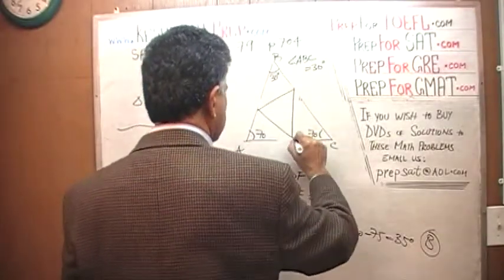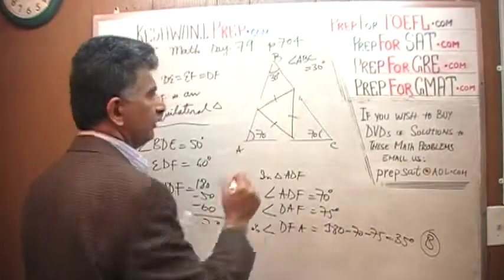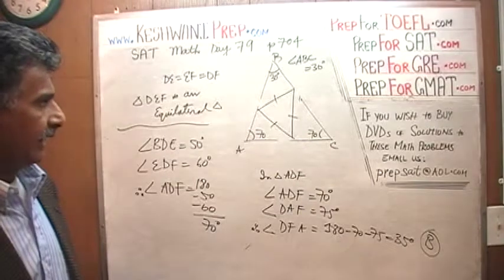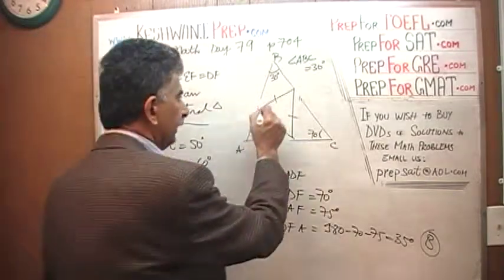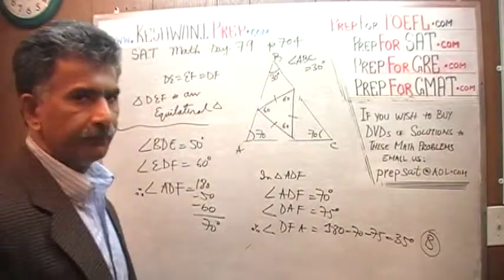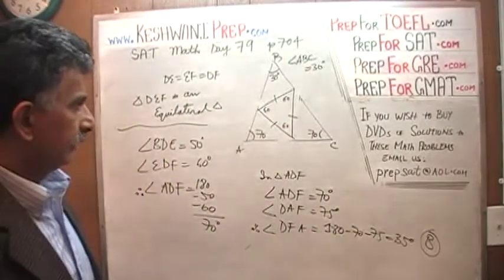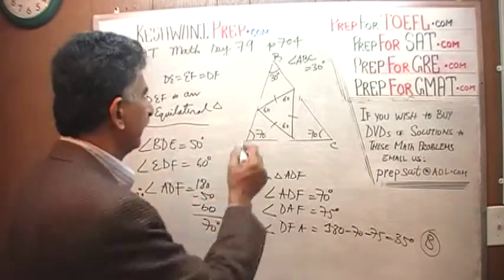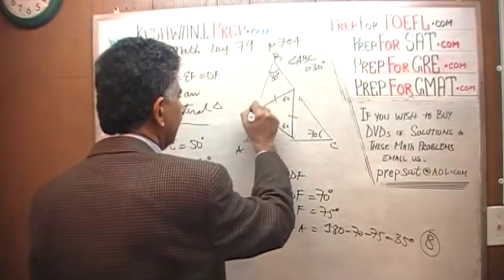There. We are told that this triangle is equilateral; the sides in this triangle are equal to each other. If the sides in this triangle are equal to each other, then each of the angles must be 60. This is 60, this is 60, and this is 60. You still with me so far? Very good.